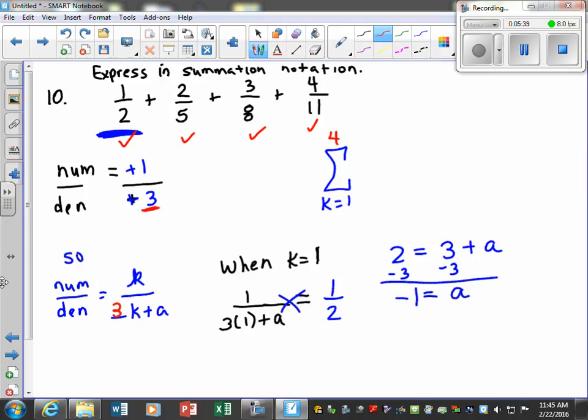Now, our formula for it is going to be what was in the numerator? k. And then what was our formula for the denominator? 3k plus a, but we found out a was what? Minus 1. So 3k minus 1. And what this tells us to do is to apply this formula from the values from when k is equal to 1, and you do it 4 times until you get all 4 terms.